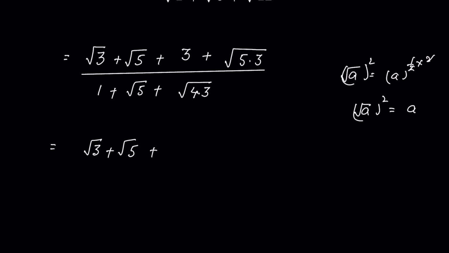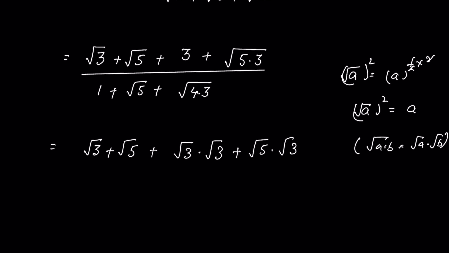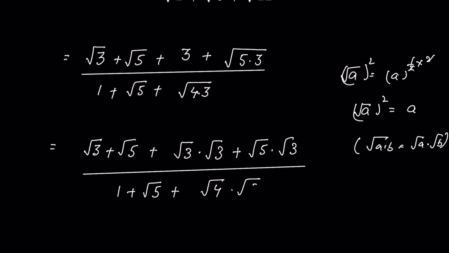So 3, we can write it as square root of 3 square, or square root of 3 times square root of 3 plus, again, a times b under square root. This we can write square root of a times square root of b. So this we can write square root of 5 times square root of 3, then upon 1 plus square root of 5 plus, this will be square root of 4 times square root of 3.